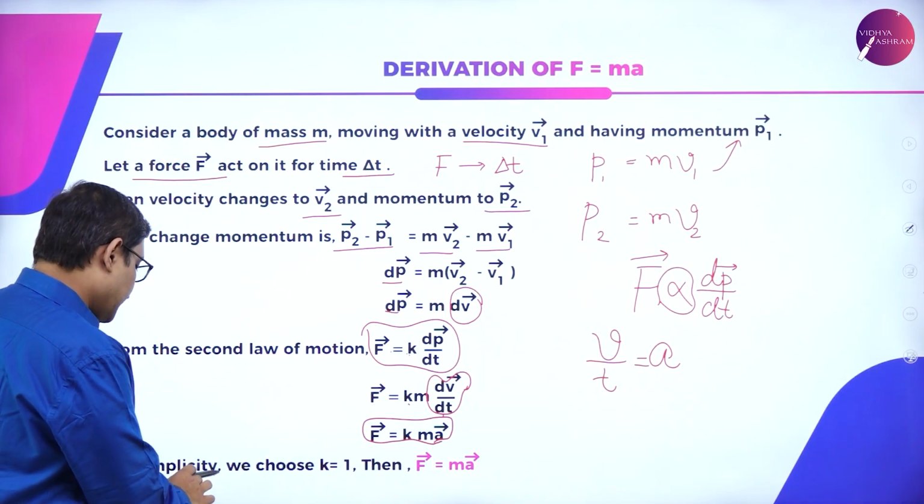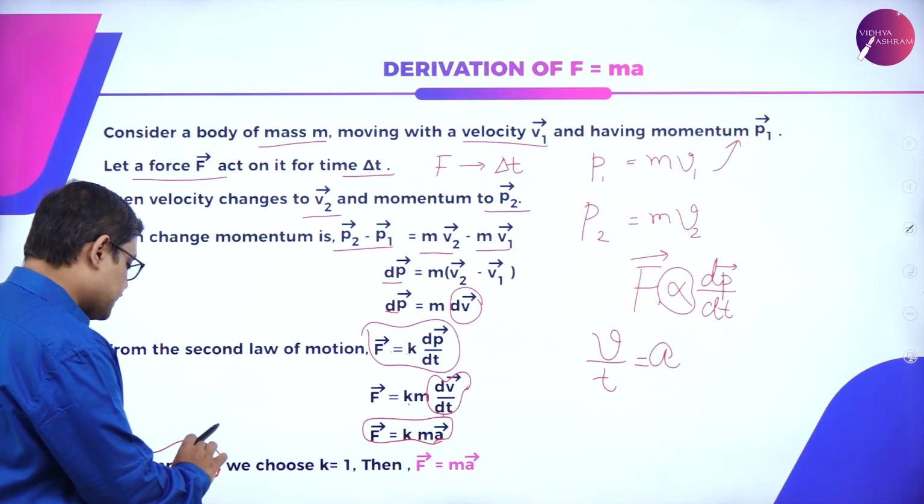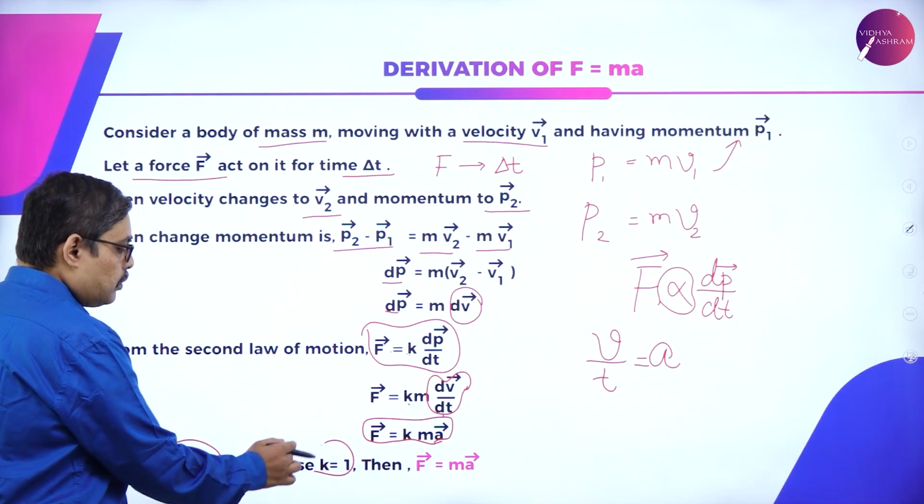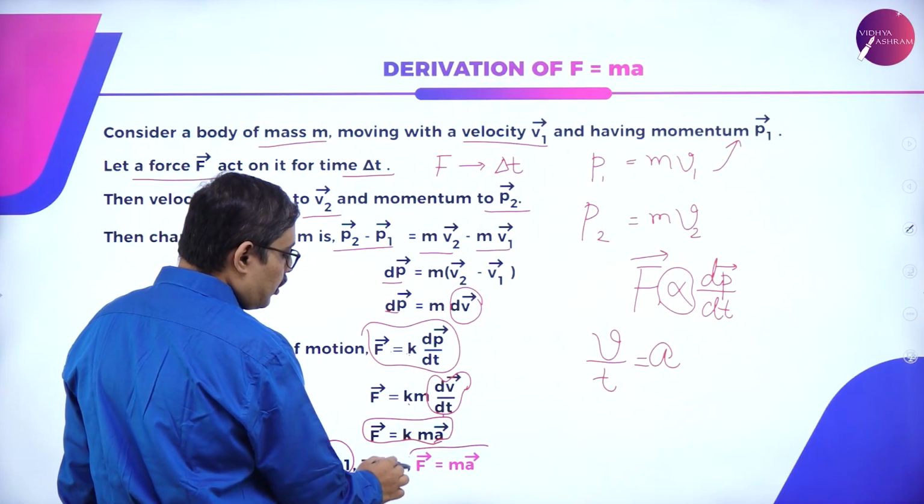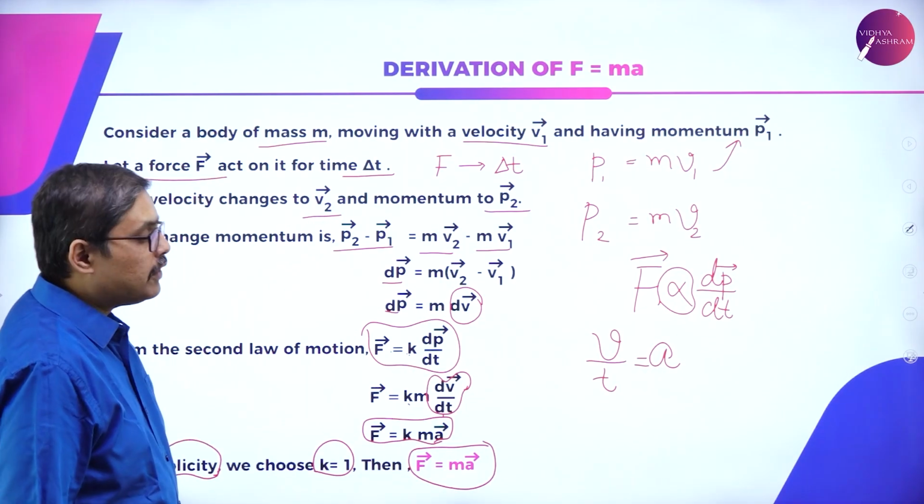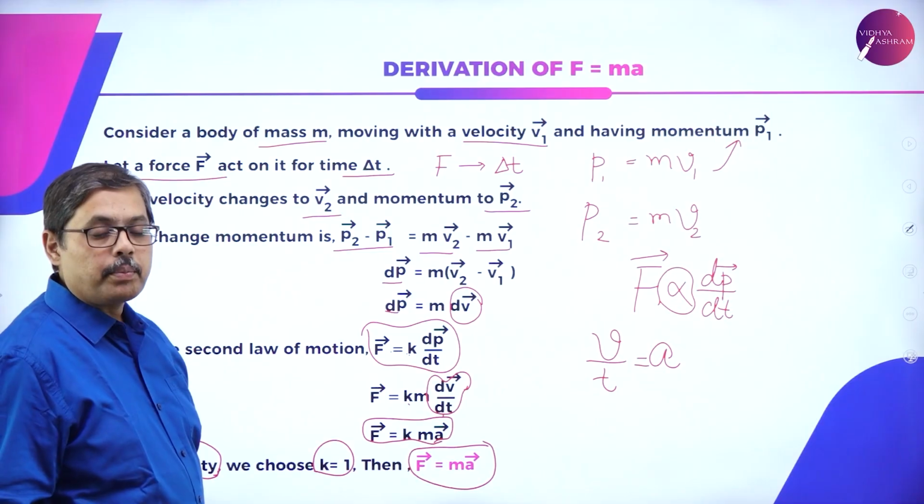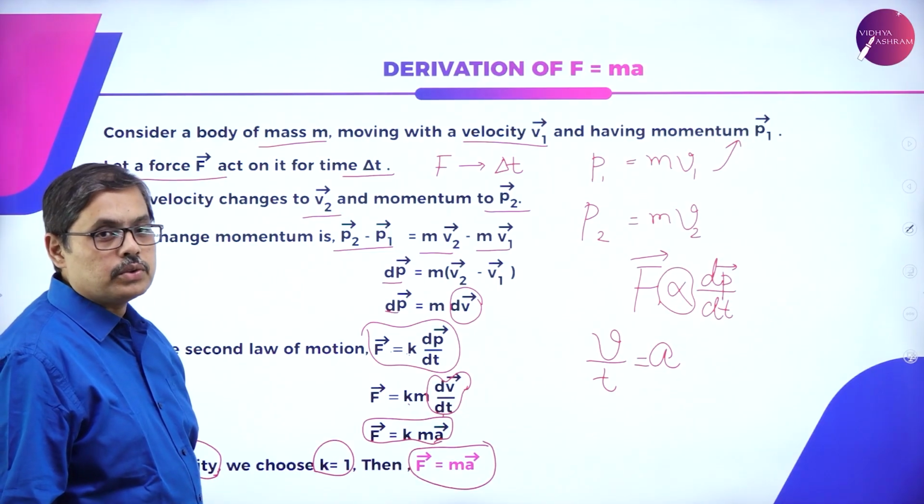For simplicity or for ease of mathematics, let us keep k is equal to 1. Then force is given by the product of mass and acceleration. So F is equal to m into a is the popular equation that we shall be using.